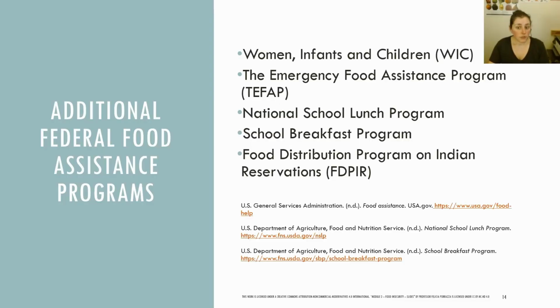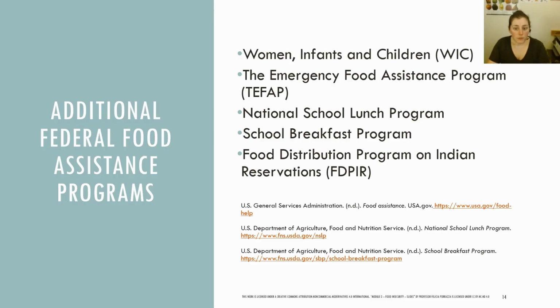Let's look at some additional federal programs in place to combat hunger and food insecurity. Women, Infants, and Children, or WIC, provides nutritious foods and nutrition education for low-income, at-risk women and infants. Individuals receive checks or vouchers to purchase formula, nutrition counseling, support from a lactation consultant, and screenings for other programs. There are eligibility requirements for WIC.